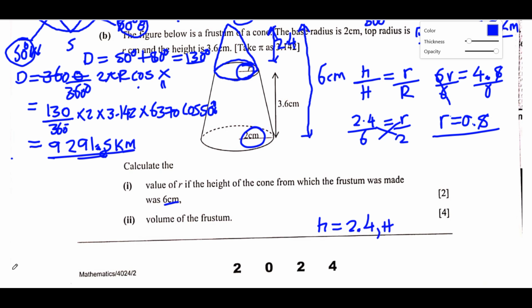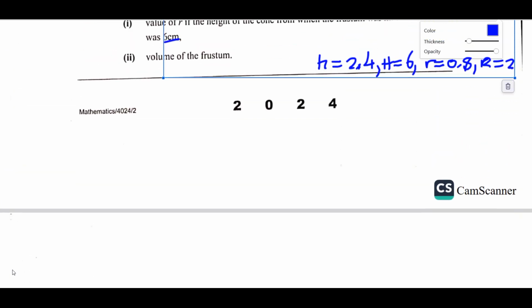The height of the larger cone is 6. The radius of the smaller cone is 0.8. The radius of the larger cone is 2. So we can now find the volume of the frustum. There are two ways in which we can find that answer.